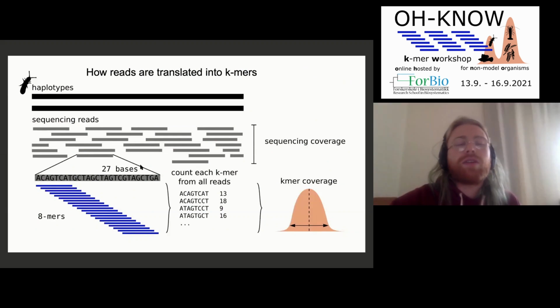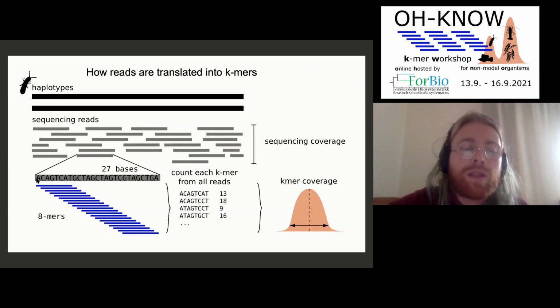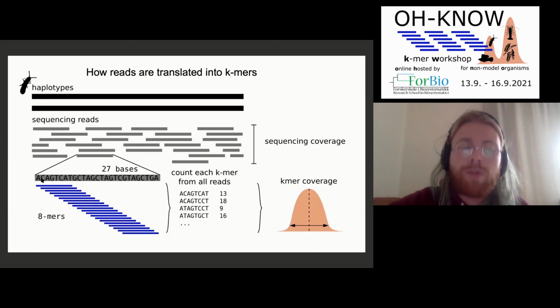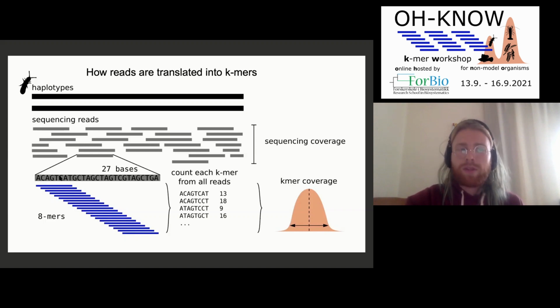So basically, you would count the first 8-mer from position 1 to position 8. Then you would count the second 8-mer from position 2 to position 9. Which basically means that those last 7 nucleotides won't form their own Kmer because they are not 8 bases long. And the same is on the other side. So you end up with 27 minus 8 plus 1 Kmers. That's the number of Kmers you have in a read.